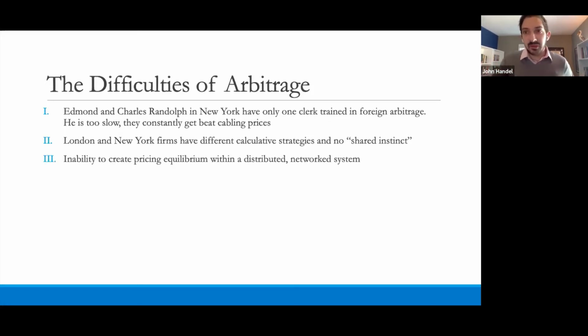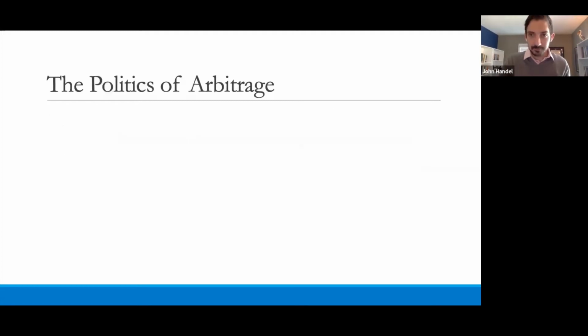And then third, I mentioned this, arbitrageurs were always constrained to actually create the pricing equilibrium within a distributed network system when they were competing with other arbitrageurs that were operating on different sets of information from Berlin and Paris too. So it's difficult to sort of cordon off, say, how effective arbitrage was between New York and London when the politics of financial integration are creating a lot more complexity in the network.